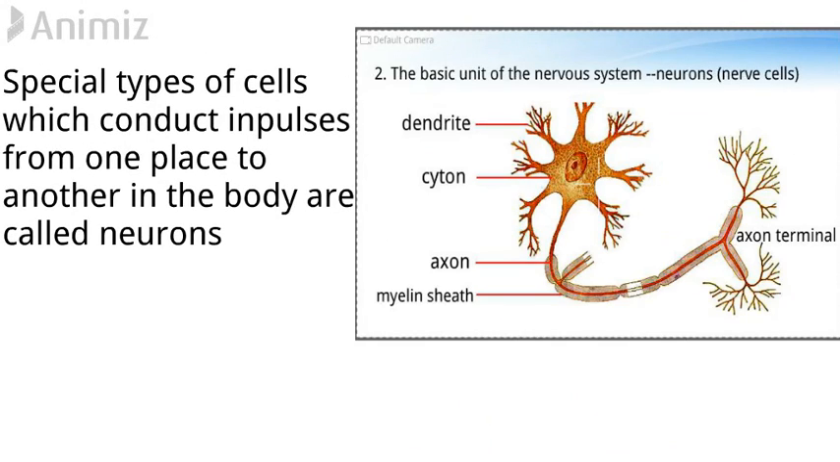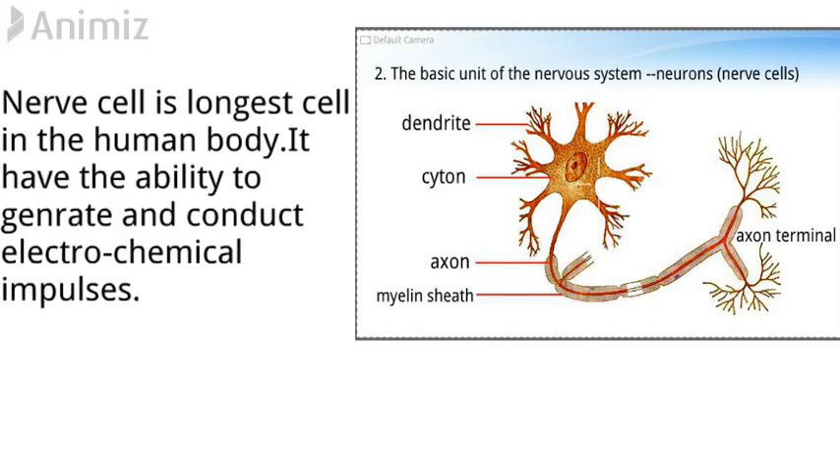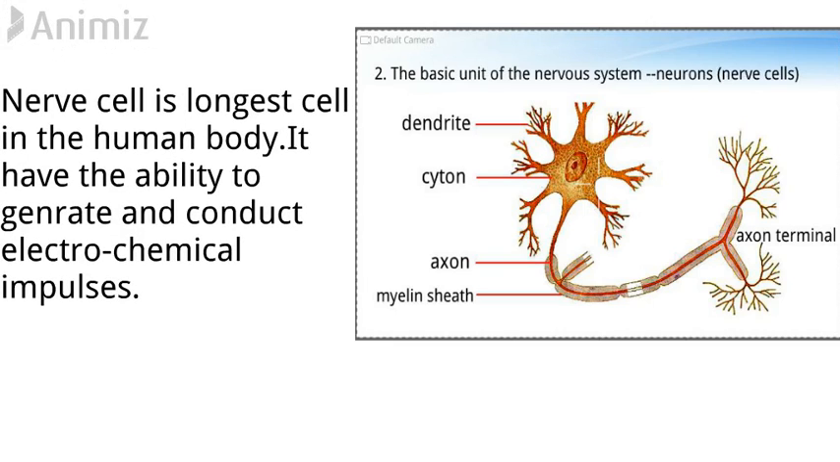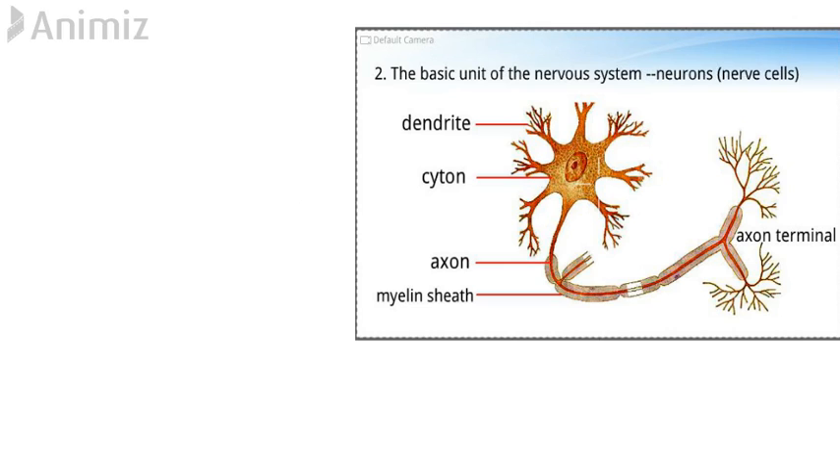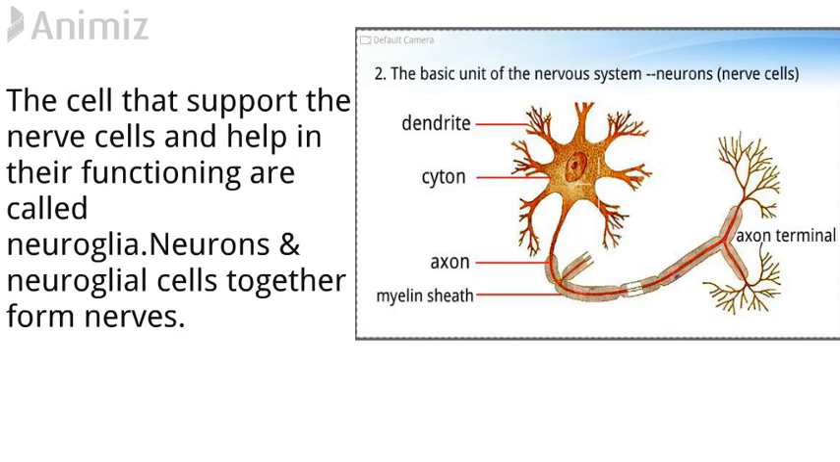Special types of cells which conduct impulses from one place to another in the body are called neurons. The nerve cell is the longest cell in the human body and has the ability to generate and conduct electrochemical impulses. The cells that support the nerve cells and help in their functioning are called neuroglial cells, and neurons and neuroglial cells together form nerves.